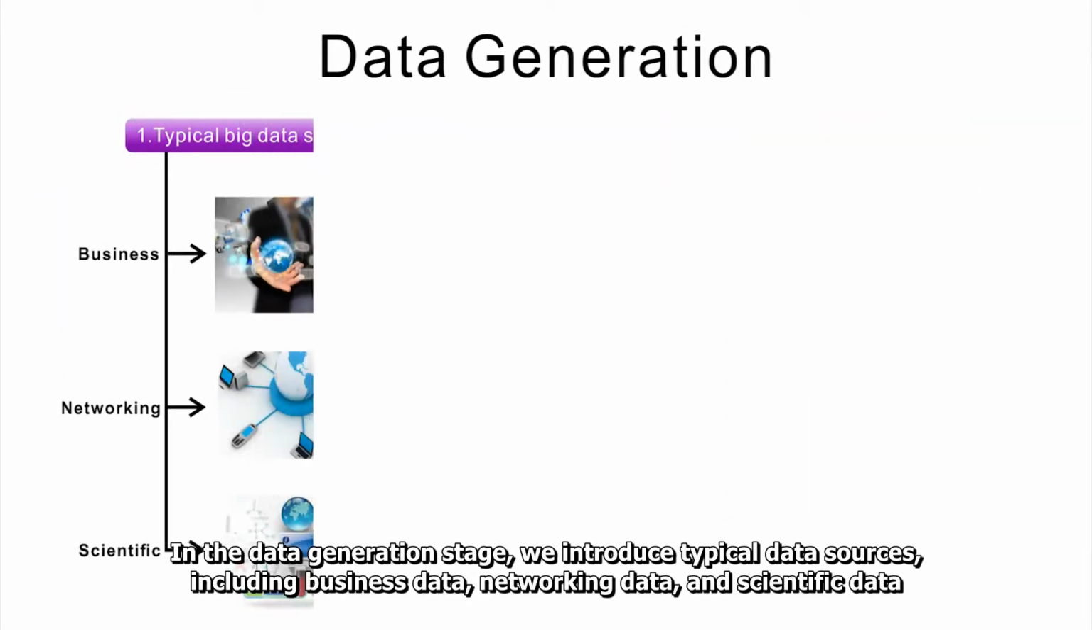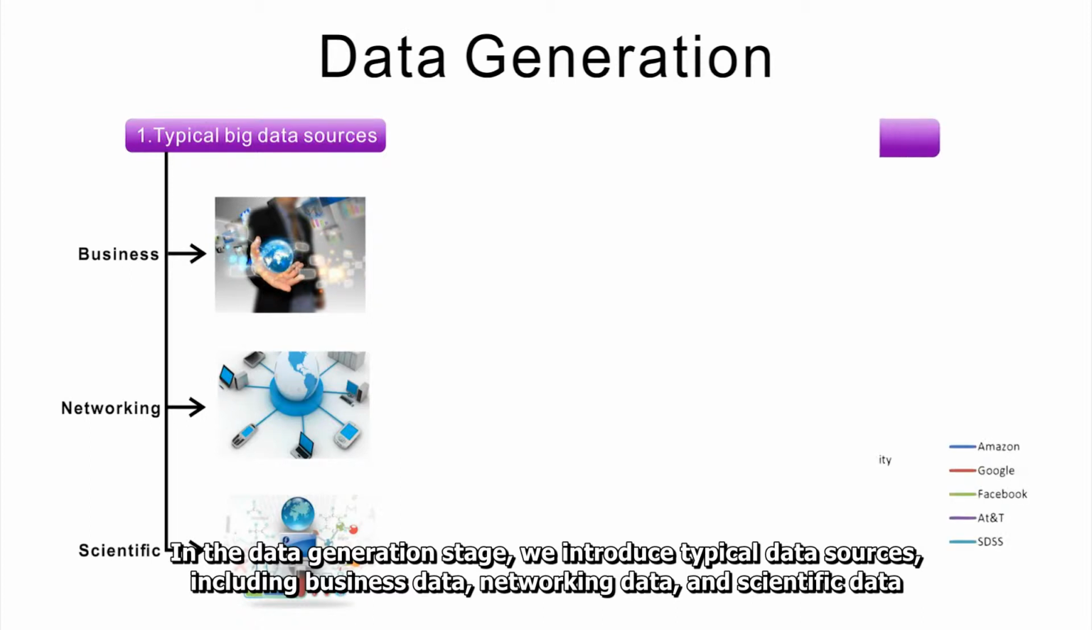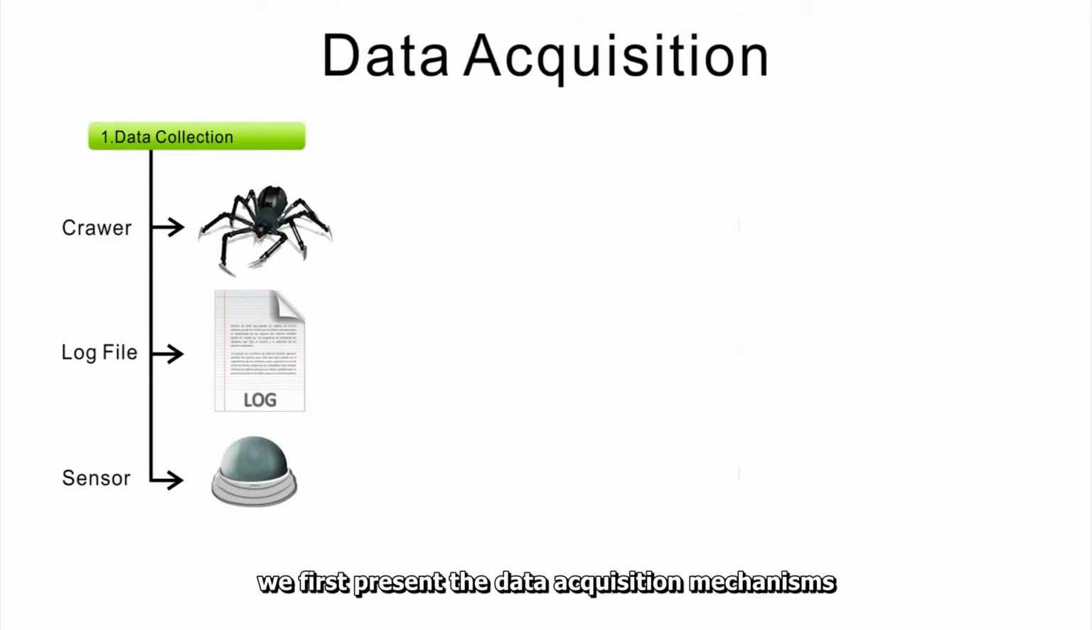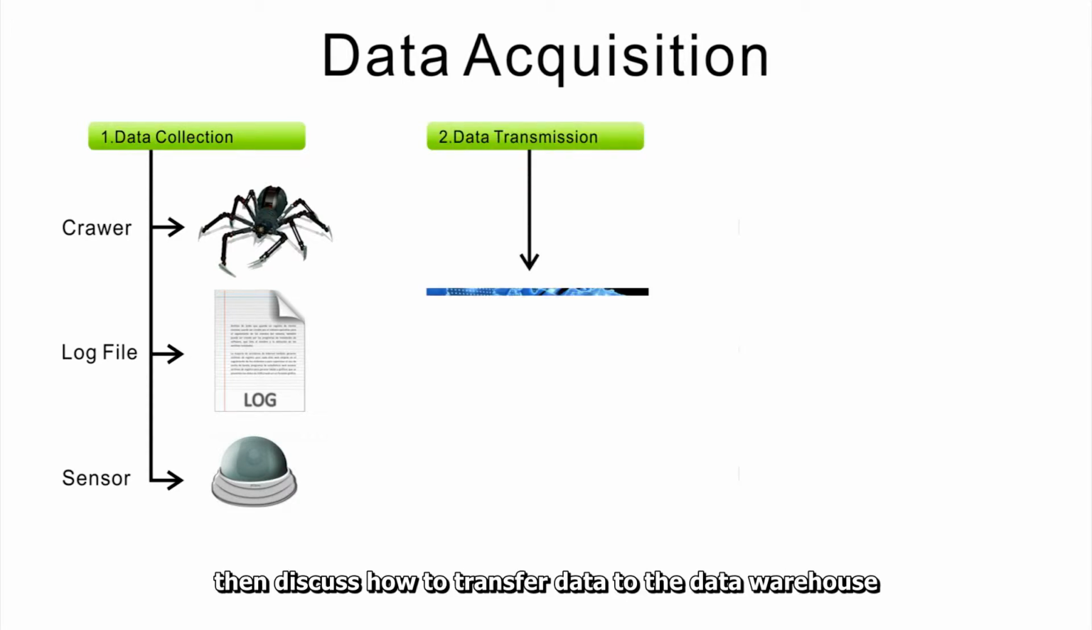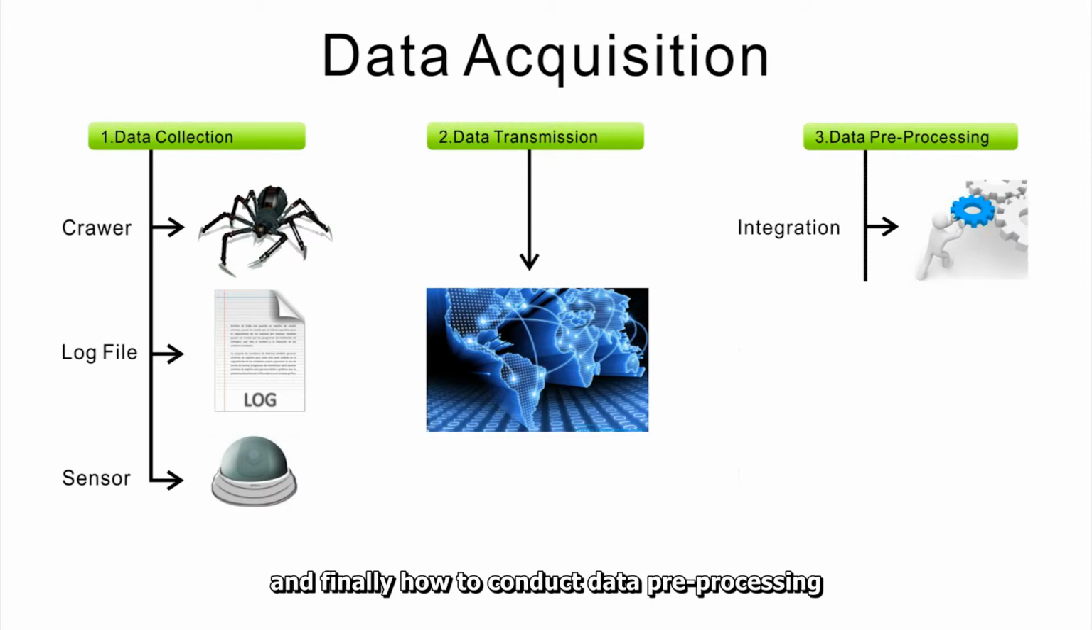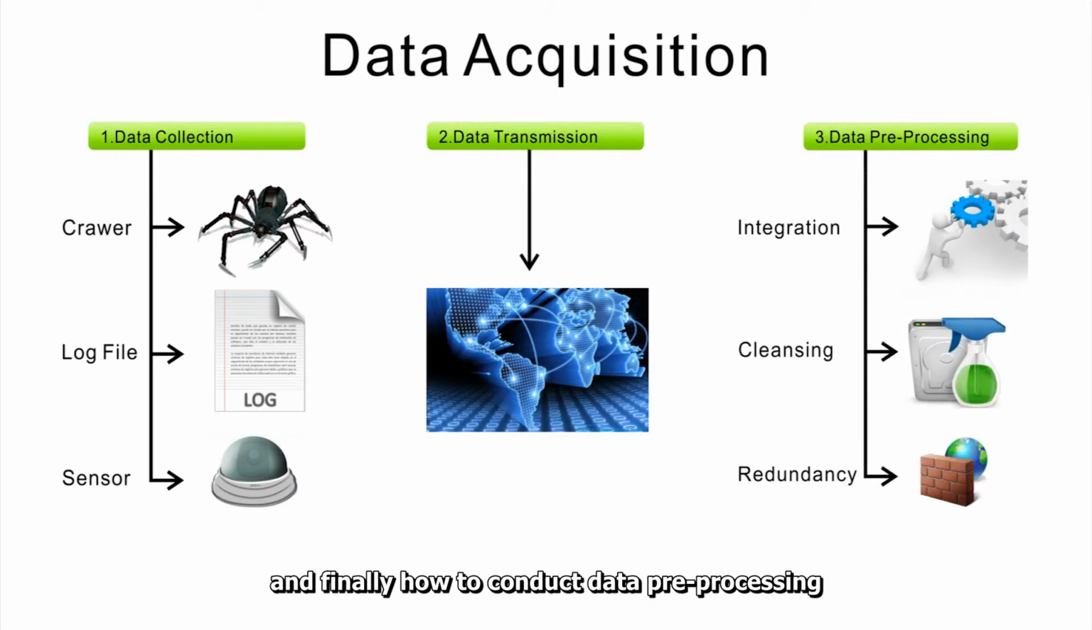In the data generation stage, we introduce typical data sources, including business data, networking data, and scientific data. And we introduce a vector of attributes to compare alternative data sources. In the data acquisition stage, we first present the data acquisition mechanisms, then discuss how to transfer data to the data warehouse, and finally, how to conduct data pre-processing.